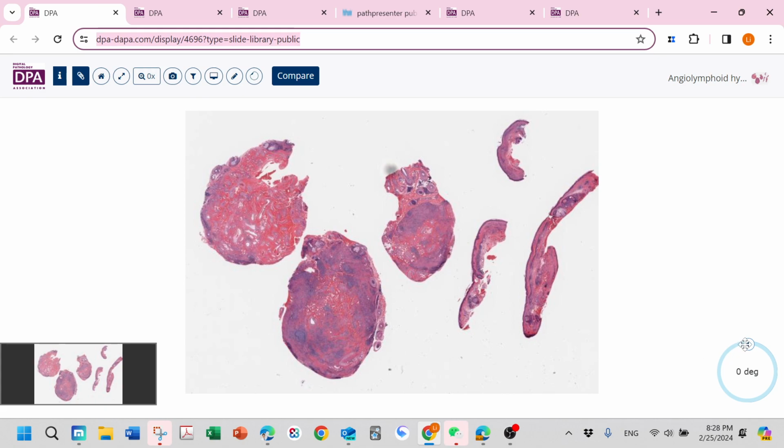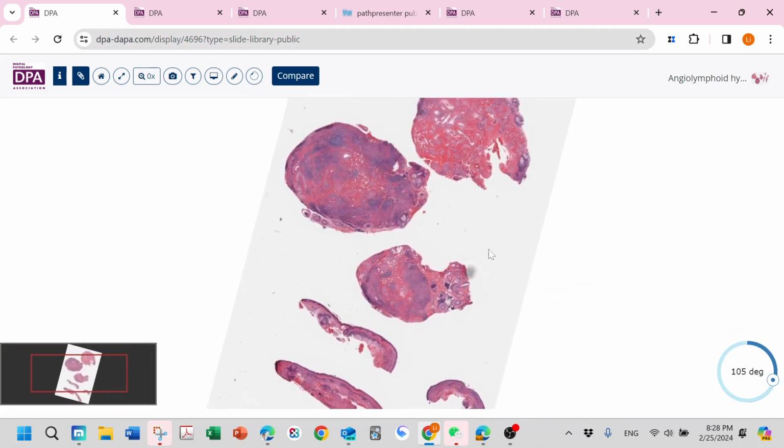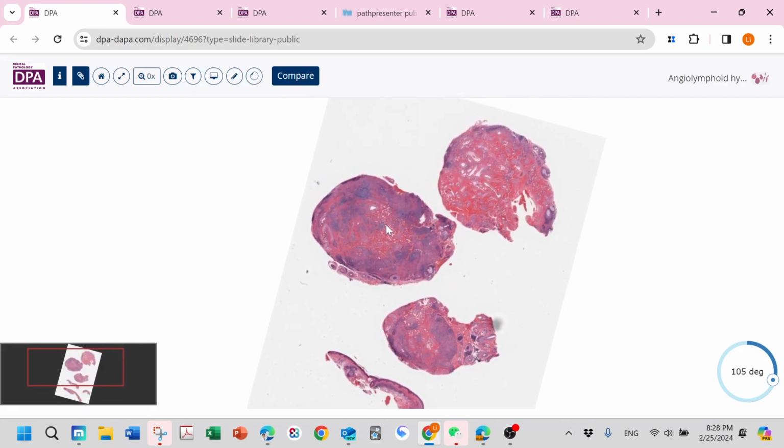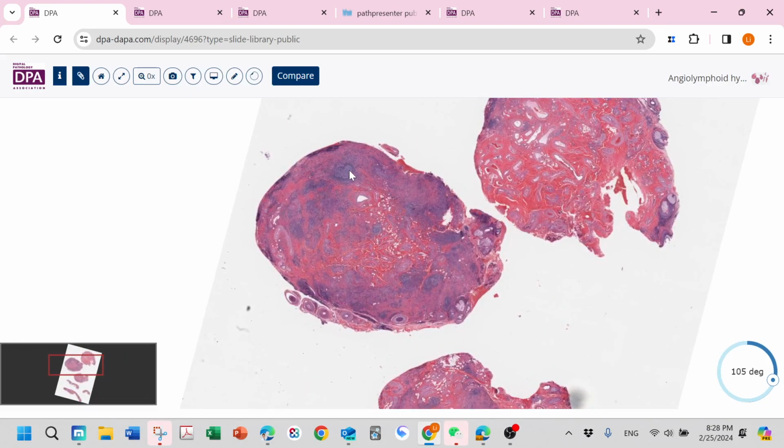So for a classic lesion, it's a dermal nodule. And even in low power, you can see tons of inflammatory cells, almost forming a germinal center. If you can see truly germinal centers, there's another disease called Kimura disease. The microscopic features are identical to ALHE.